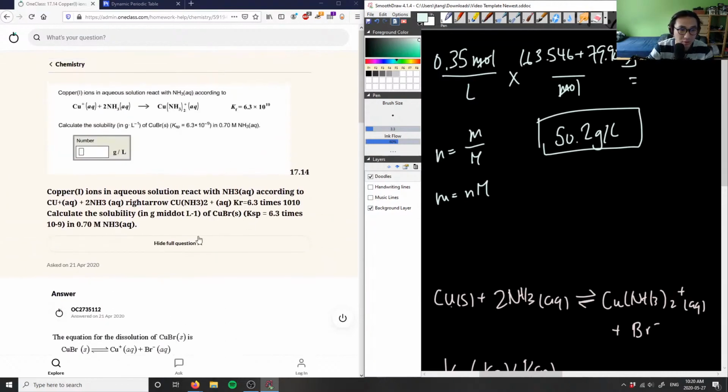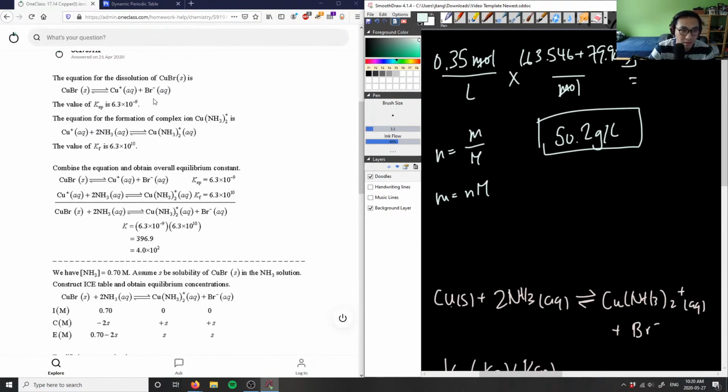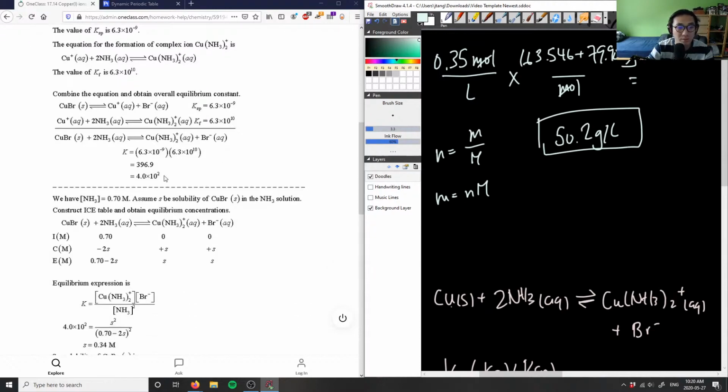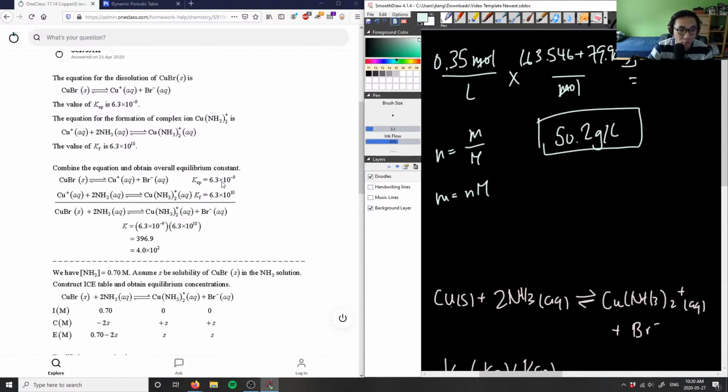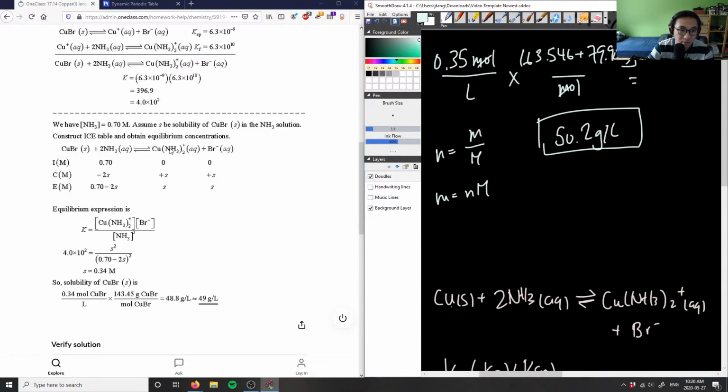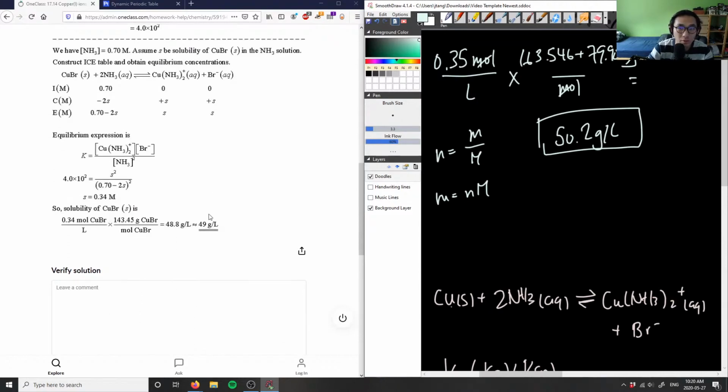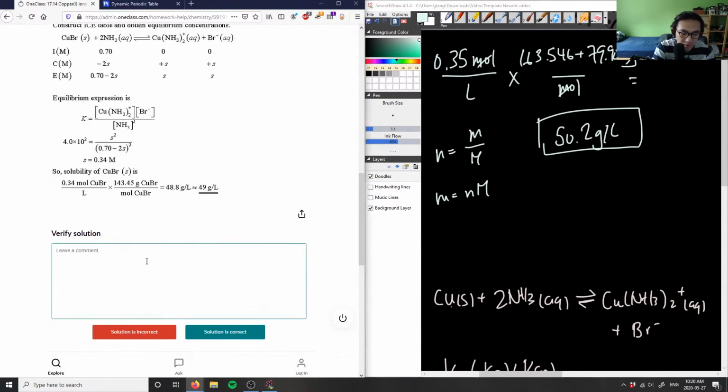So this solution is correct, because they're doing the ice table. Well, they wrote down the chemical equation first, and they realized it was a combination of these two. So the K value is simply just the product of these two K values, and then what we did was we simply did an ice table and converted from moles to grams here. So the solution is correct. Good analysis.